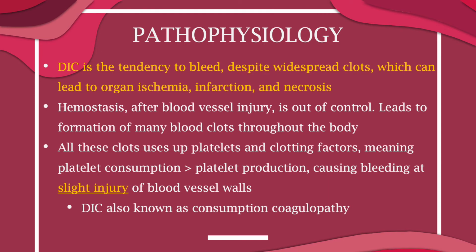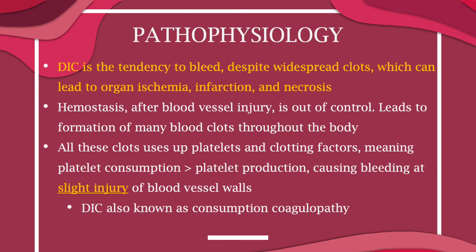So here's just one of the slides for pathophysiology. DIC is the tendency to bleed despite widespread clots, which can lead to organ ischemia, infarction, and necrosis. Hemostasis is the process of forming a clot after injury to prevent blood loss. In DIC, after a blood vessel injury, the process of hemostasis is out of control. It can lead to the formation of many blood clots throughout the body.